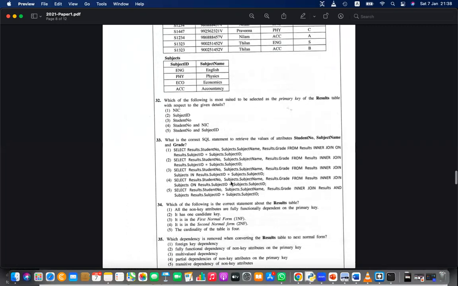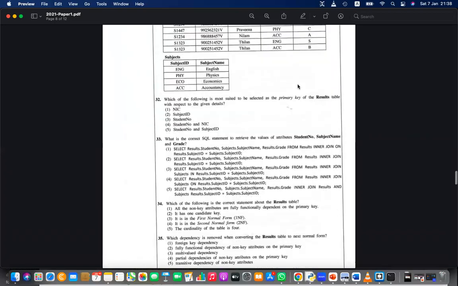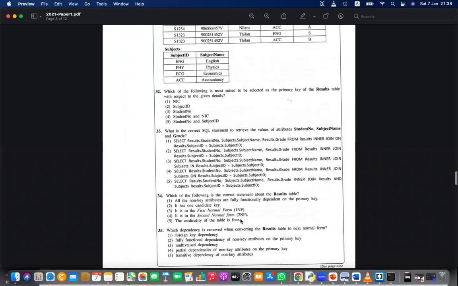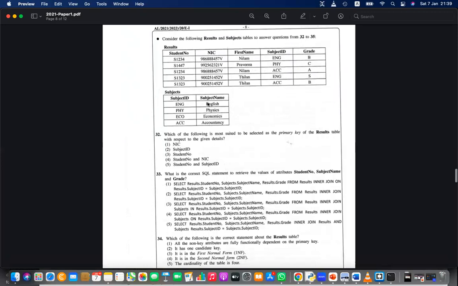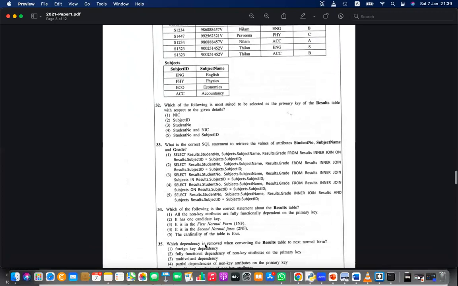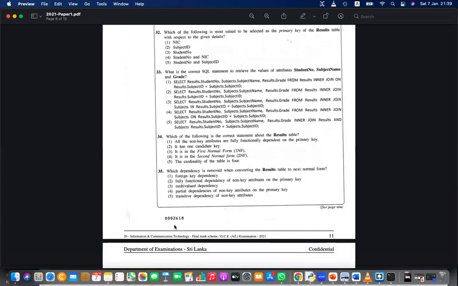It's not only one. The table is in 1NF? Yes, all are atomic values. Good, it is in 1NF. It is in the second normal form? No, there are partial dependencies. The cardinality of the table is 4? What is that? Cardinality is basically the participation: one to many, one to one. No such thing, right? That is wrong. So I can only take answer number 3. That is in 1NF. Answer 3.